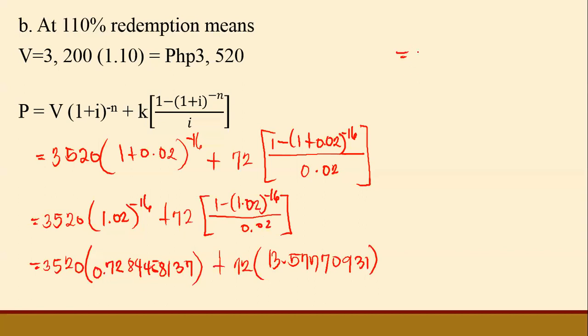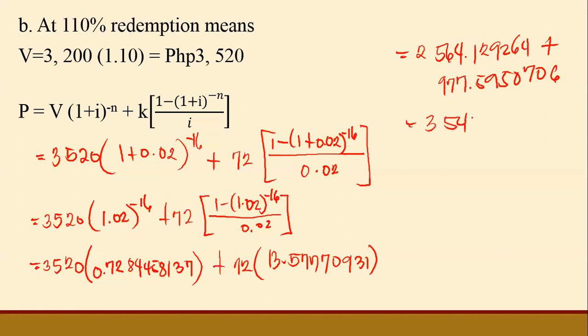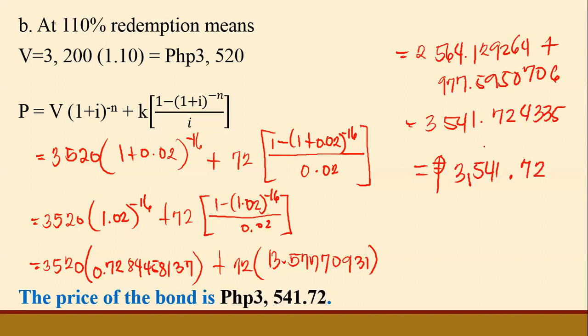So that is equal to 2,564.129264 plus 977.5950706. So a total of 3,541.724335, or this is equal to 3,541 pesos and 72 centavos. So that is the price of the bond in this case.